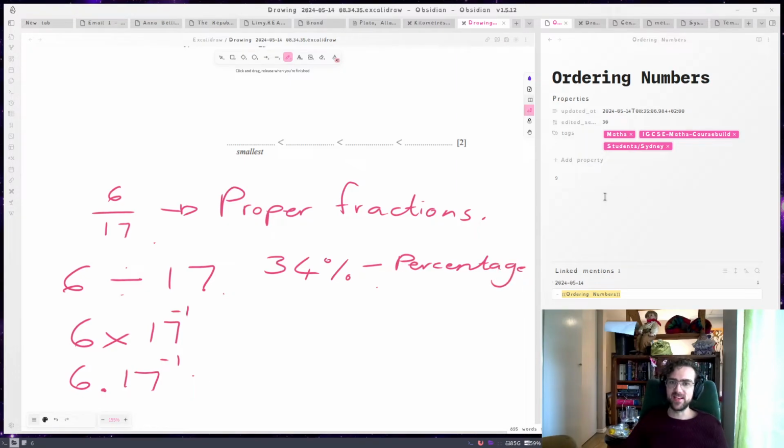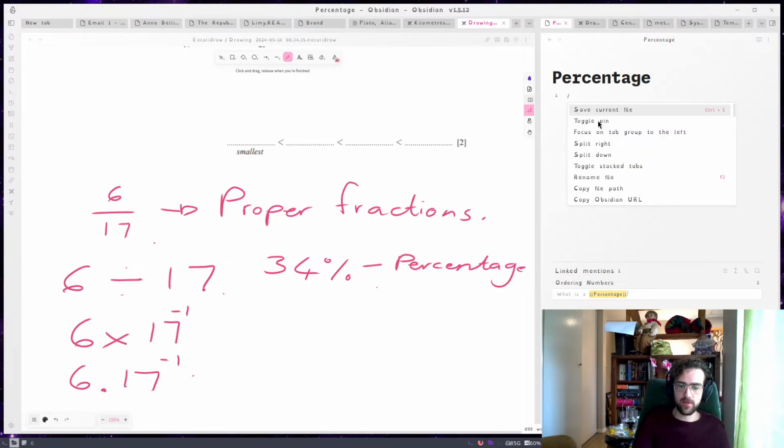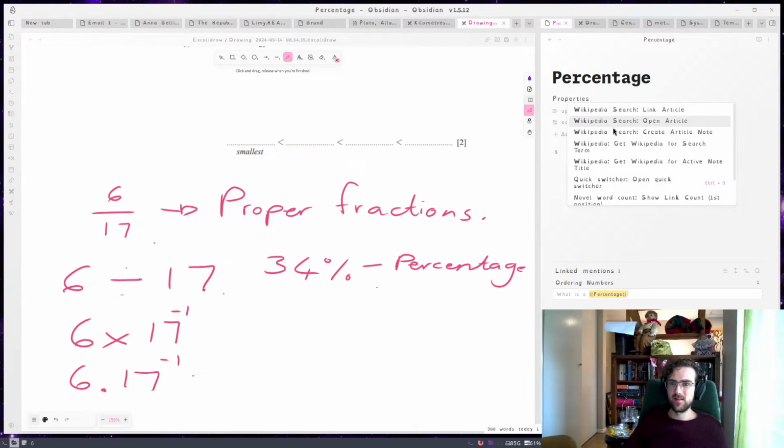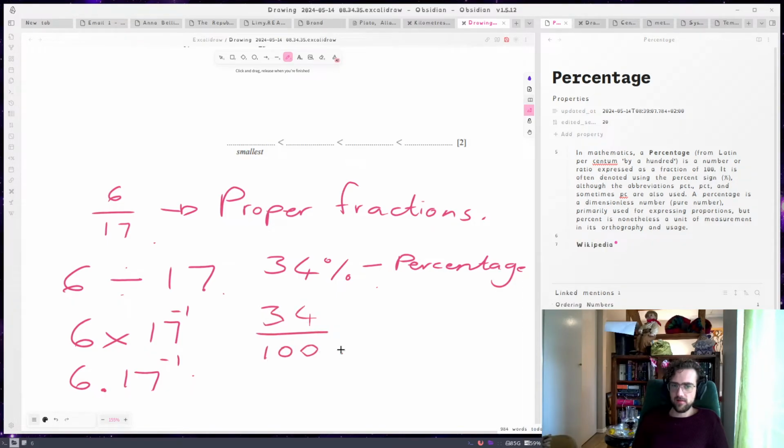Let's look at what is a percentage. Let's get our Wikipedia for that. In mathematics, a percentage, from Latin percentum, by 100, is a number or ratio expressed as a fraction of 100. So if it's a fraction of 100, like we had with a fraction, then it's 34 over 100, right? Okay, so we can always convert that.